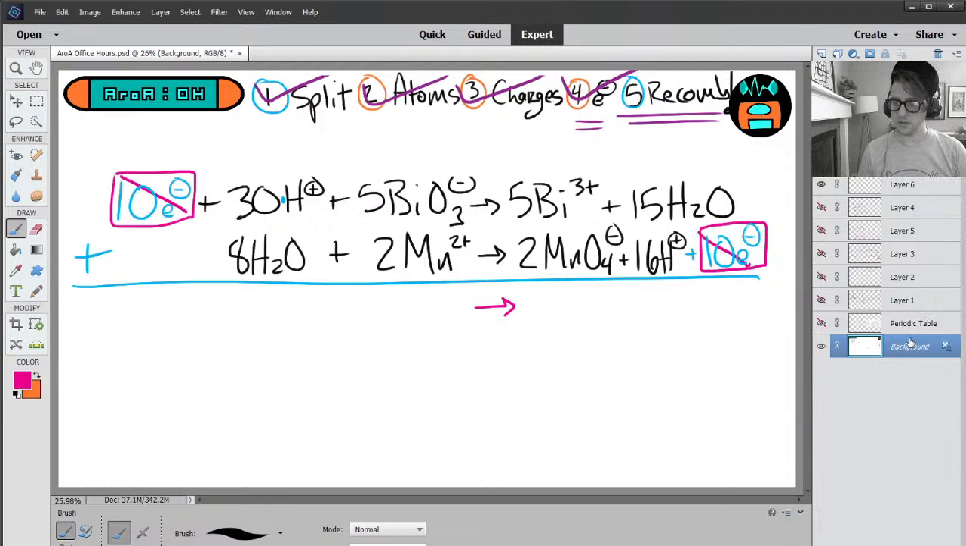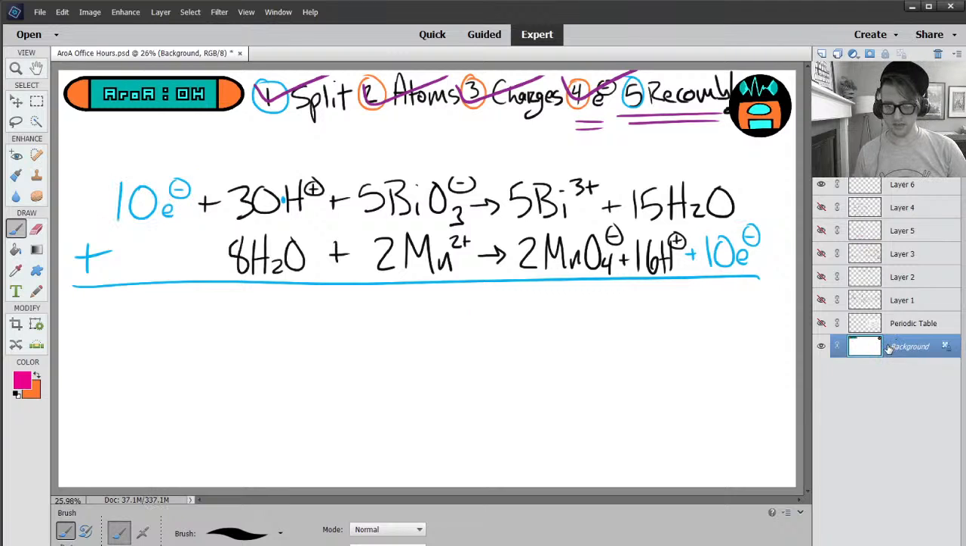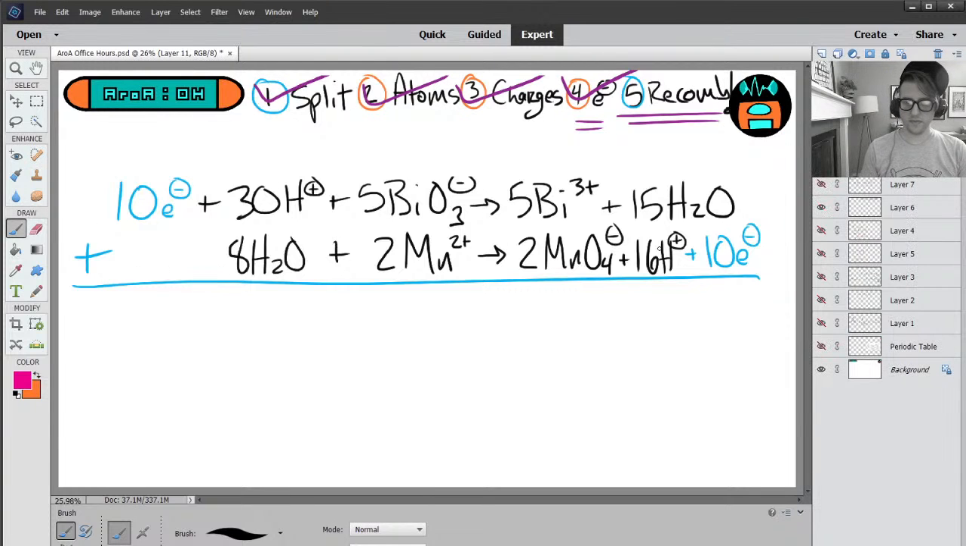Oh, shoot. Sorry, hang on. Started drawing in the wrong layer. Here we go. These 10 electrons will cancel these 10 electrons.